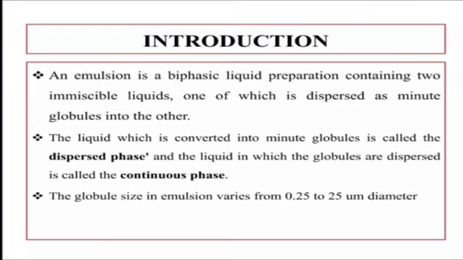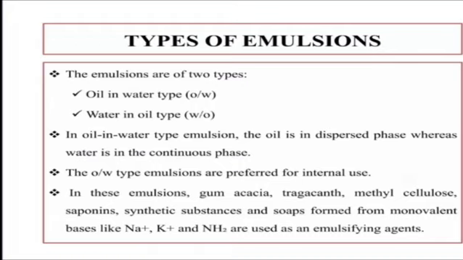The liquid which is converted into minute globules is called the dispersed phase. The phase in which the globules are dispersed is called the continuous phase. The globule size of an emulsion varies from 0.25 to 25 micrometer in diameter. Next, we see the types of emulsion.